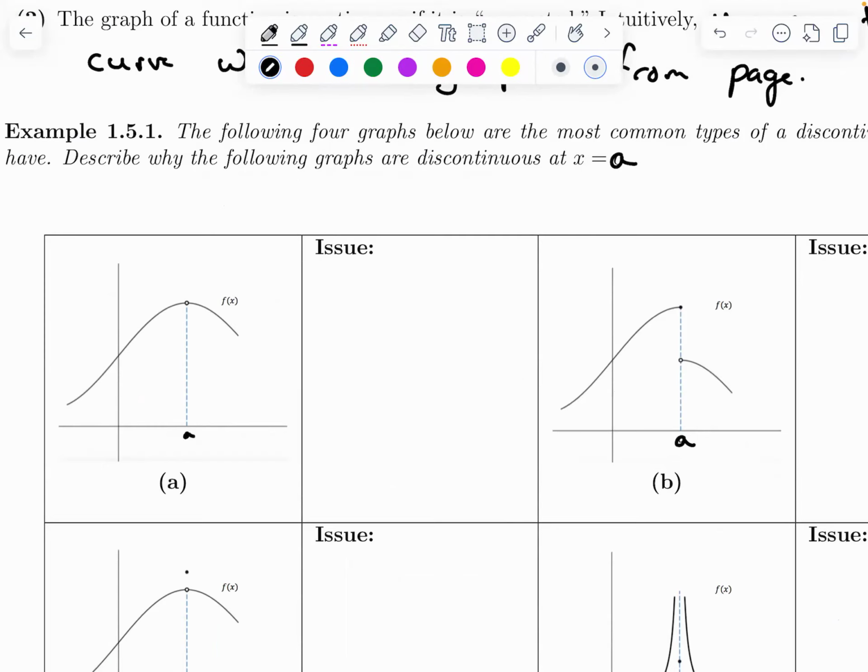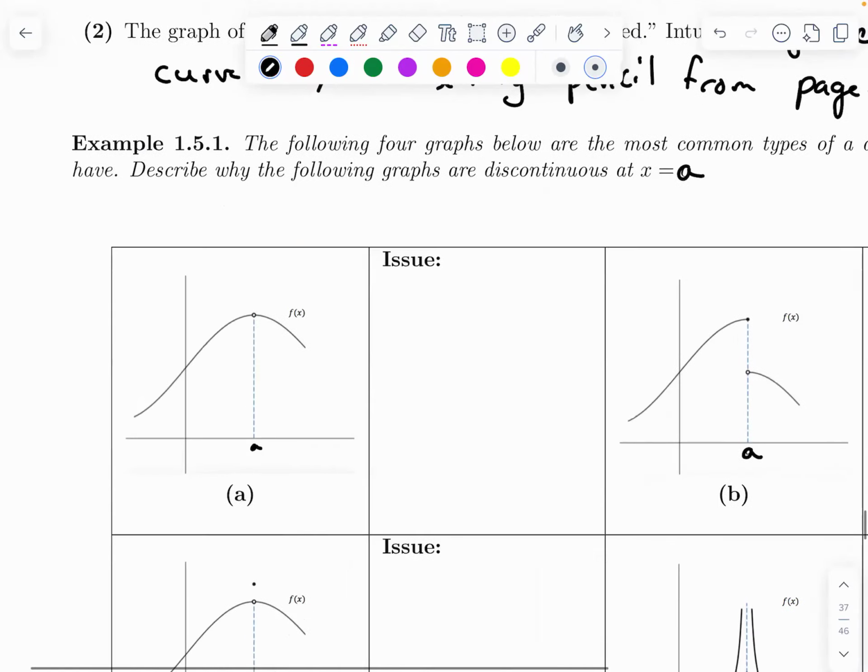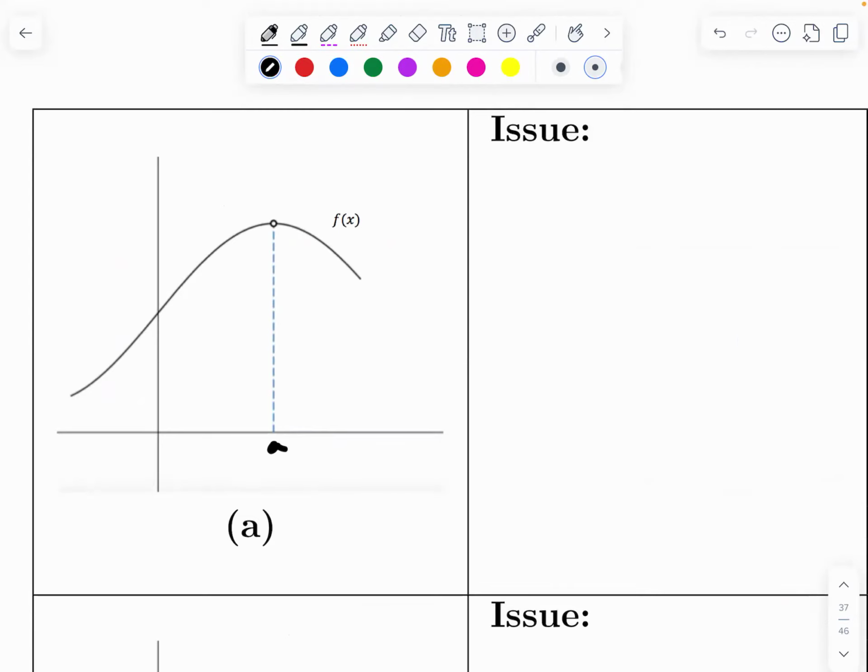So, looking at this curve, what is the issue? There's no point there. So f of a doesn't exist. That's the issue. And as a consequence of that, the limit and the function don't equal each other. Yes, the limit does exist, totally fine, but it doesn't equal the function evaluation there because f of a doesn't even exist. So you can't even really talk about condition 3.